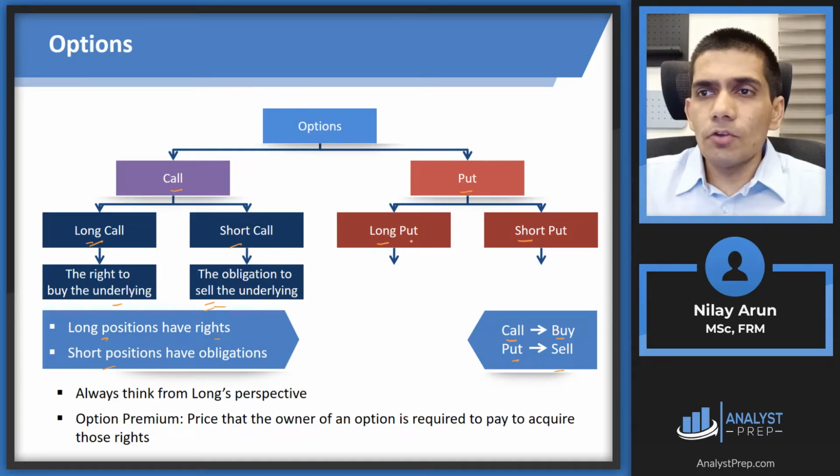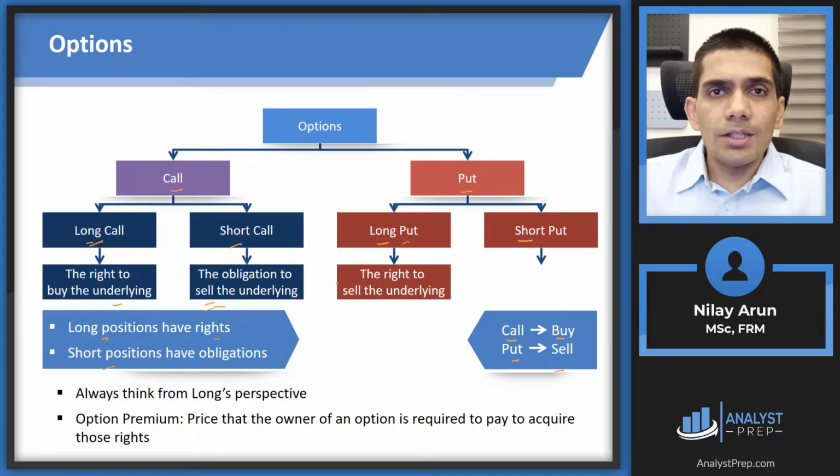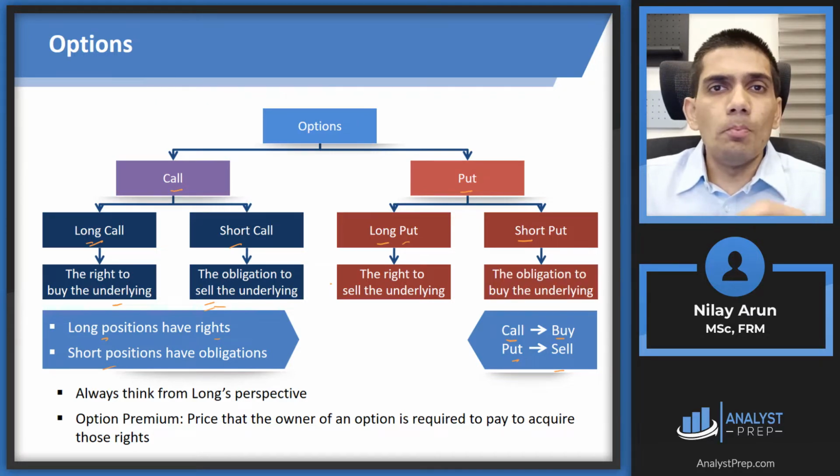Now we do something similar for the long put position. Remember, put is for selling the underlying. So long put means that you have the right to sell the underlying. Now, if you have the right to sell the underlying, what is the obligation of the other party? If I'm selling, the other party has an obligation to buy, which means short put means that it's the obligation to buy the underlying. So that's how we look at the four basic option strategies that we have.